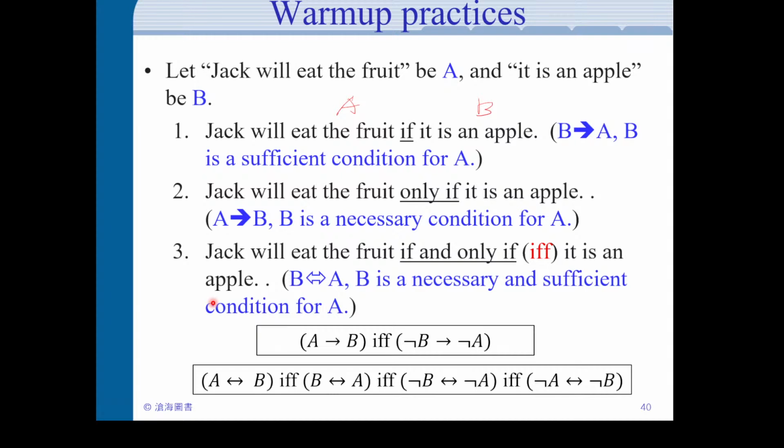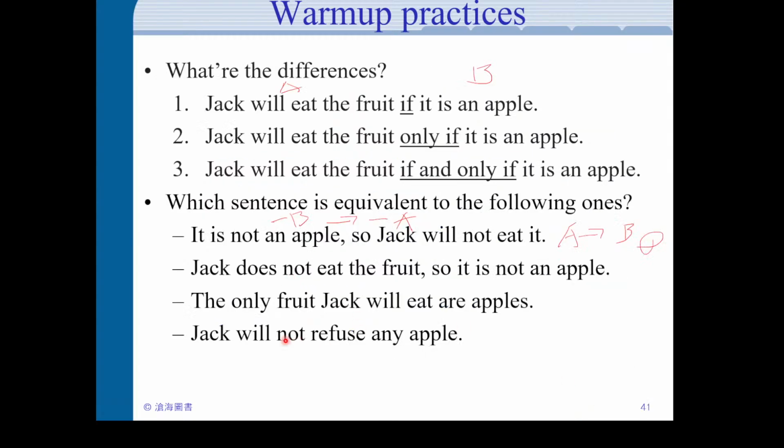And here is a bit more basic logic. If A implies B, then its equivalent statement is B didn't happen implies A didn't happen. So not B implies not A. This notation means not. And also some equivalent statements. If A is equivalent to B, then B is equivalent to A, and not B is equivalent to not A, and not A is equivalent to not B. And here are some practice problems that I think we can skip over.